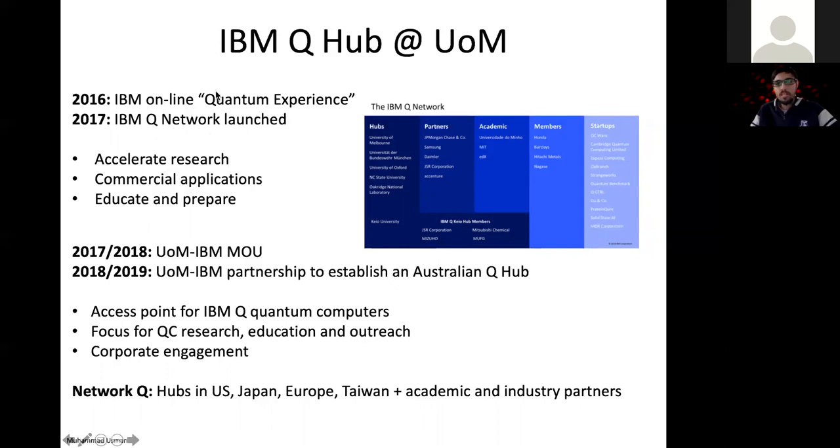Then in 2017 IBM launched a quantum network, the Q Network. The idea was to partner with universities across the world to provide them premium access to IBM machines so that they can use them for education and research. That's what happened at the University of Melbourne too. We have a partnership with IBM, which was established somewhere in 2017-18, and we now have the only Australian quantum hub, established at the University of Melbourne. If you're part of our team, part of the IBM Q Hub, then you can access premium IBM quantum computers to do research, to do experiments on them, and to learn more about real-world quantum computers.